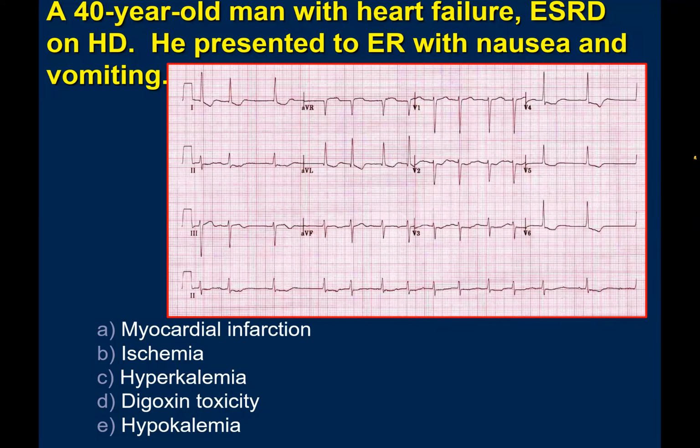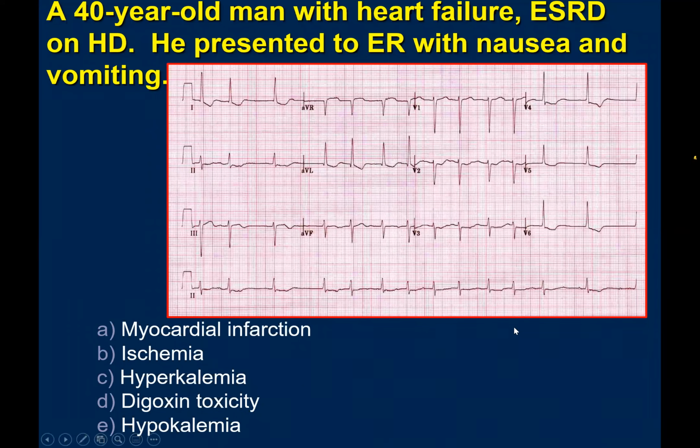This is a man with end-stage renal disease and dialysis, and he has nausea and vomiting in the emergency room. I would think of medication toxicity also. So what kind of medication causes this? I would go with digoxin toxicity because of the multiple ECG changes, which is typical for digoxin toxicity.